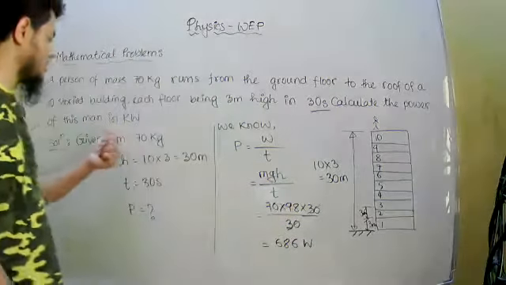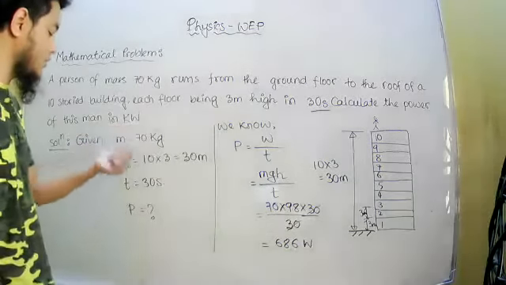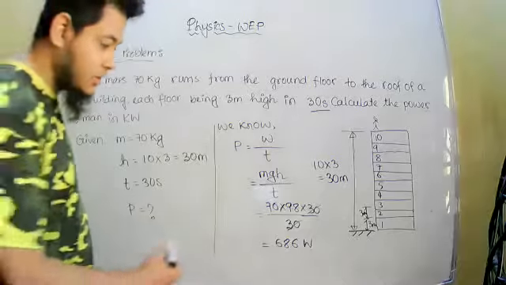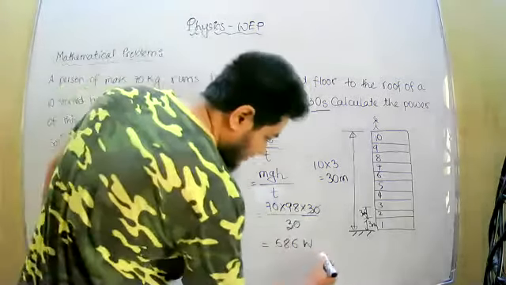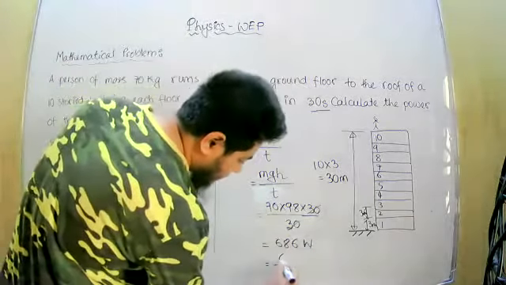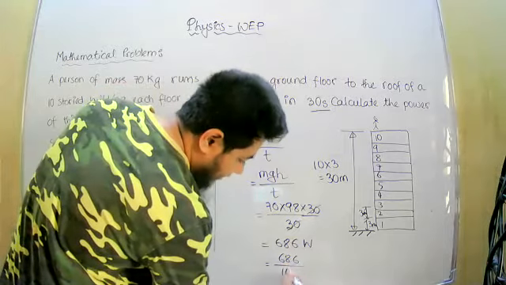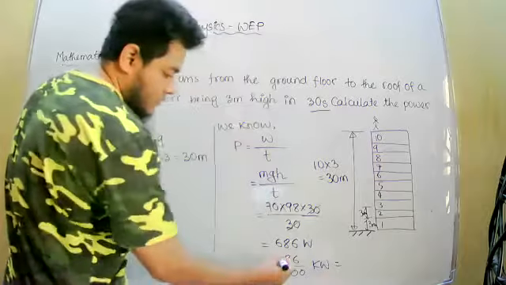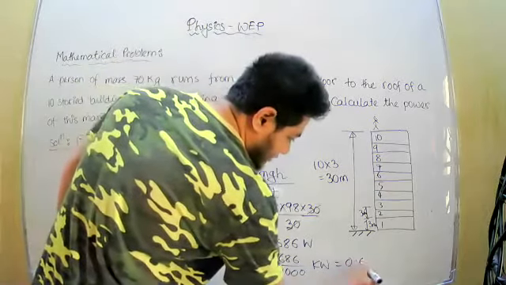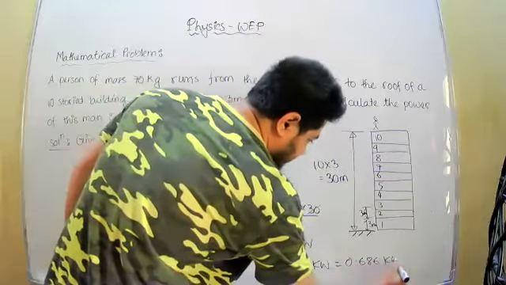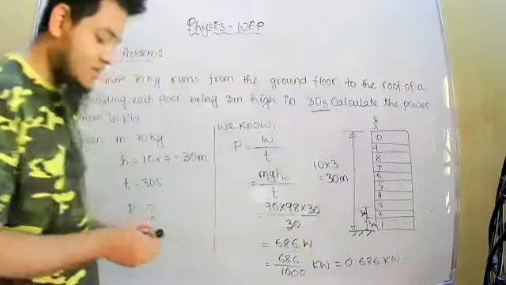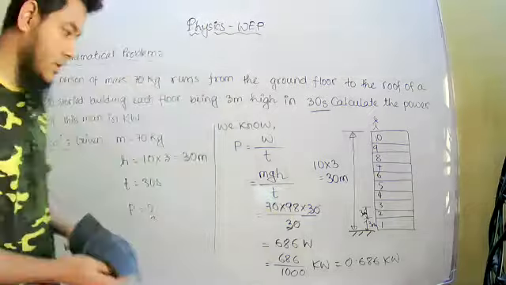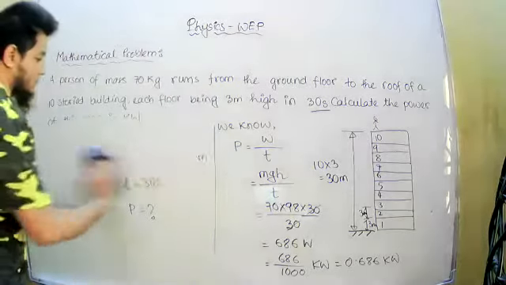So in the question, if they ask you to find the answer in kilowatt, but here you have got the answer in watt, then what you need to do? You have to divide it by 1000 to convert it to kilowatt. So 686 divided by 1000, then it will be 0.686 kilowatt. Now there is another unit of power which is called horsepower. Okay, I will show you now.